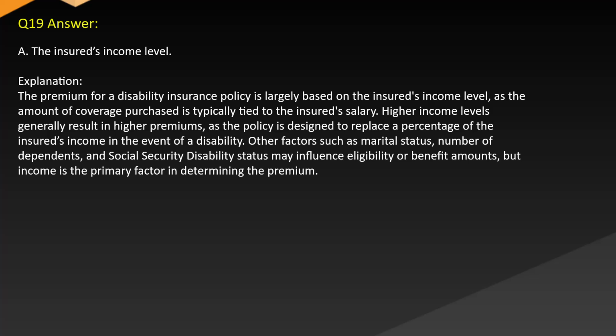Answer A. The insured's income level. Explanation. The premium for a disability insurance policy is largely based on the insured's income level, as the amount of coverage purchased is typically tied to the insured's salary. Higher income levels generally result in higher premiums, as the policy is designed to replace a percentage of the insured's income in the event of a disability.